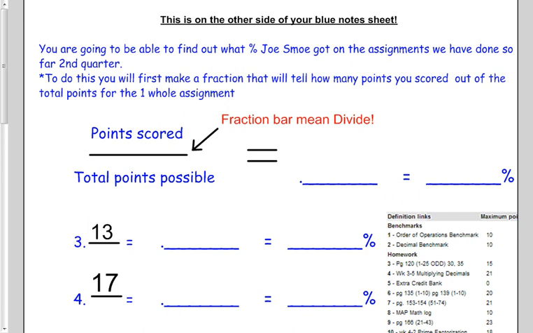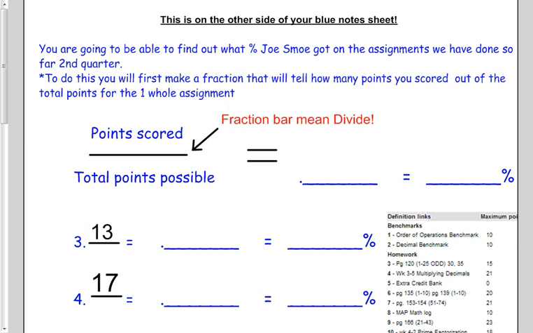To do this, you will first make a fraction. That will tell you how many points you scored out of the total number of points for the whole assignment. So we've talked about this year, that we can write every score we get on a test or quiz or assignment as a fraction because it's a part of a whole. You got part of the assignment right out of the whole number of problems. So remember that fraction bar means to divide.